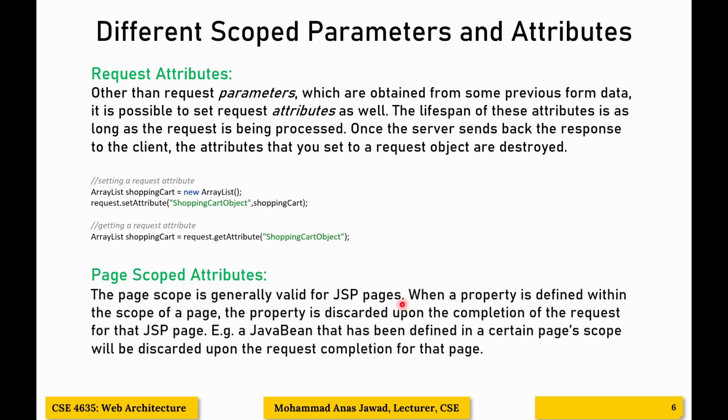As for the scope of those properties, we can set the scope as page. What happens when you set the scope as page is that those properties or those attributes are going to be available only as long as the request for that page is being processed. As soon as your web application sends back a response to the client for that particular page's request, those attributes which have the page scope are going to be destroyed. Okay, we will be seeing an example related to JavaBeans later on, which will make this concept more clear.